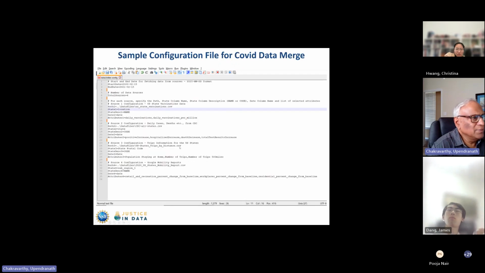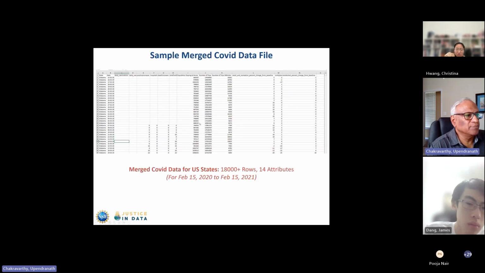So here is a sample of the configuration file that you used. In total there are 4 sources, and for each source, we have given a bunch of information that is read by the script used for merging. And this is a sample merge file, merging COVID data for US states, with 14 attributes. So that is for this page.